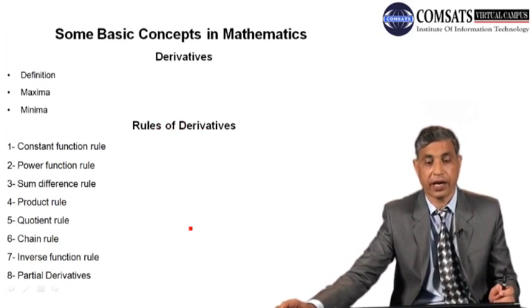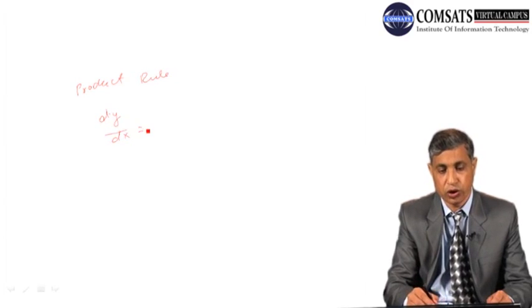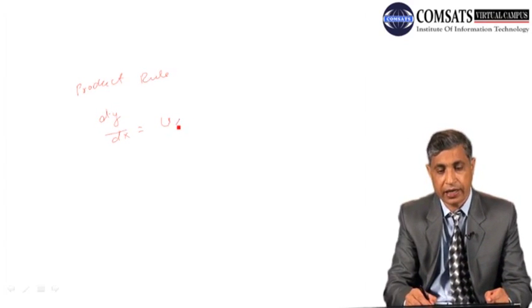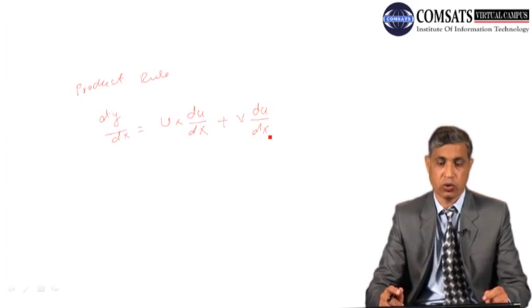And the next rule is the product rule. A very interesting rule, and a bit difficult compared to the previous one. What is the product rule here? The formula for the product rule is that dy over dx is equal to, now we will suppose u and v, u multiplied by dv over dx plus v du over dx. So this is the formula for the product rule.